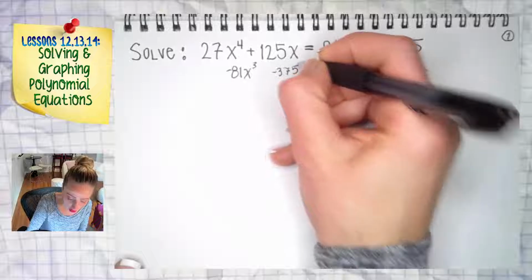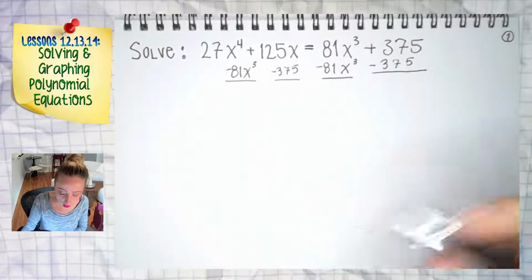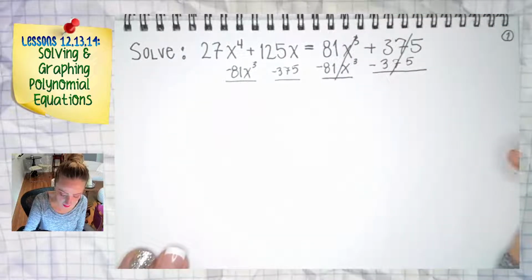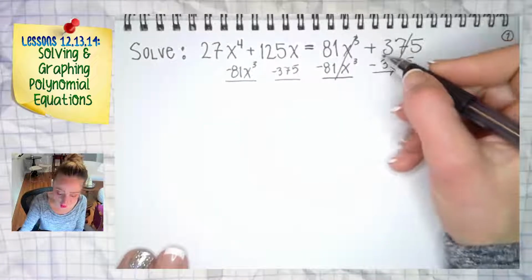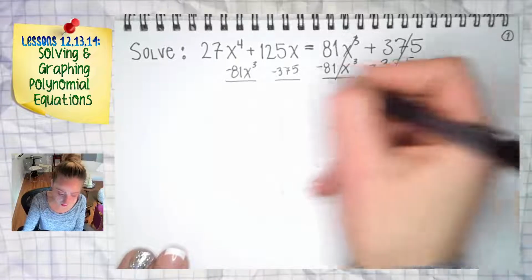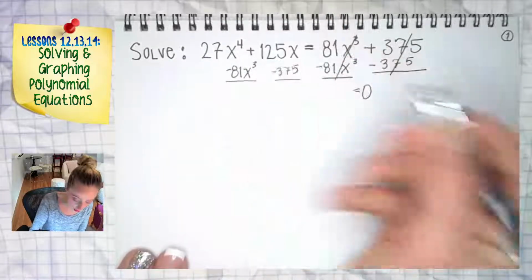When you don't show your work like I'm doing right now, when you don't write it down, you make a very common mistake. I see it over and over again on people's papers, where you'll say out loud to me, oh, I need to subtract 81x cubed, or I need to subtract 375. You'll tell me that you need to do that. But then what you write down is different when you don't show your steps. What do you write down?